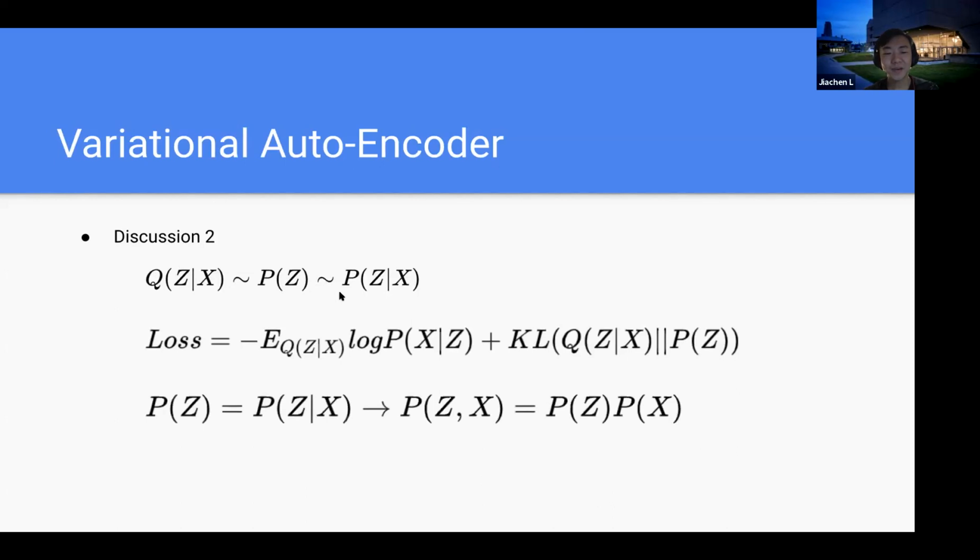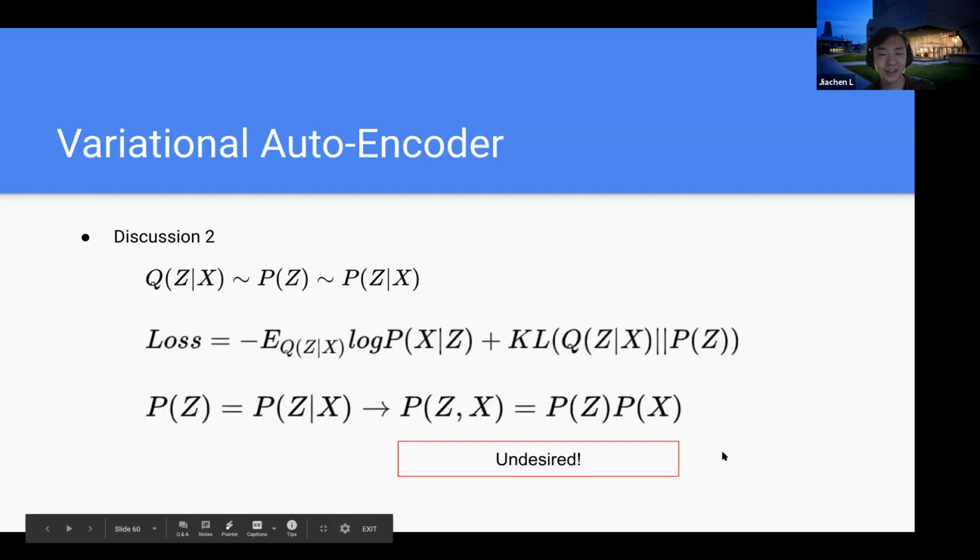So what does it mean for p(z) to be equal to p(z|x)? It means that they are independent. So the joint distribution p(z,x) is p(z) times p(x). And what does it mean? We want to indicate that this is undesired. Why?